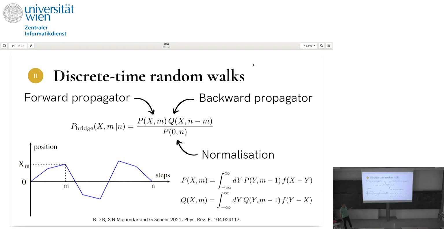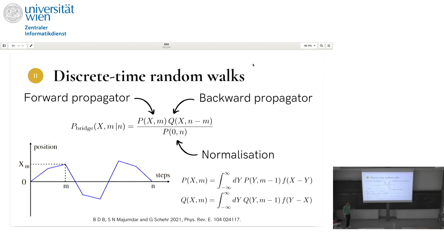And so we can say that this probability is the product of the probability of the first trajectory times the probability of the second trajectory. And the ratio here is normalization, which includes all the trajectories that go from 0 to 0 at step n. So the first part is called the forward propagator because the dependence in x is the final position of this branch. And the second part is called the backward propagator because the dependence of x here is the initial position of this branch. Okay. And so those forward propagator and backward propagator are the propagators of the free process.